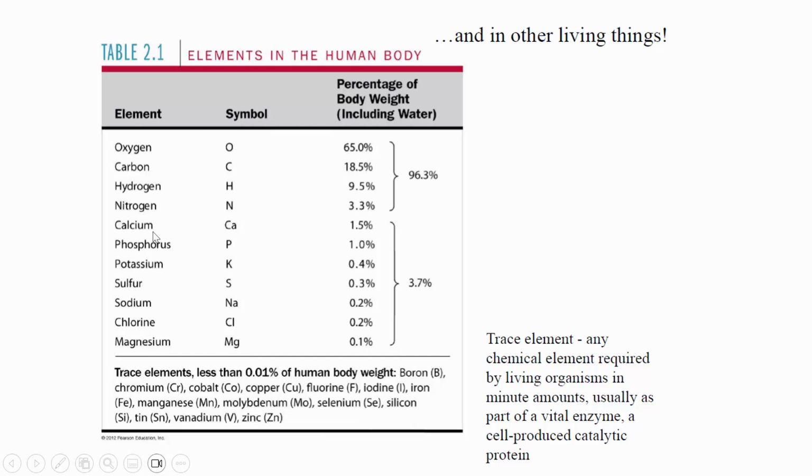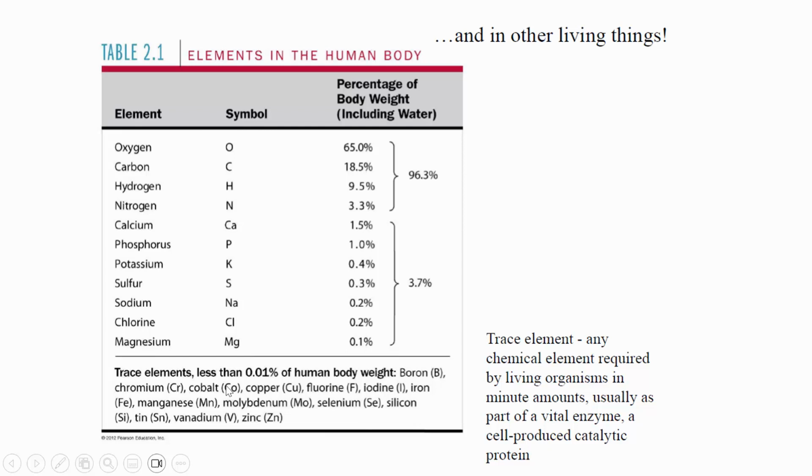Then there are other elements that make up a very small percentage of our molecules: calcium, phosphorus, potassium, sulfur, sodium, chlorine, and magnesium. We find the atoms of these elements connected to molecules that mostly contain the 4 big types of elements.